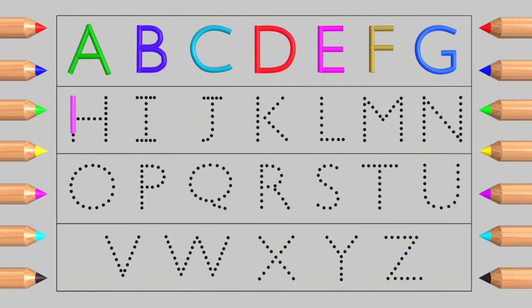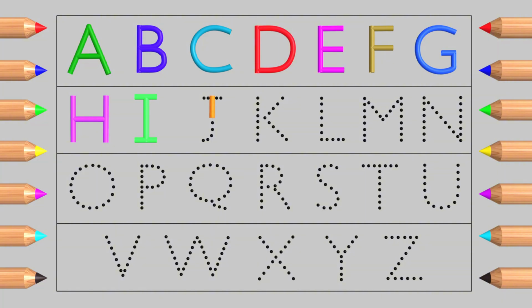H. This is uppercase H. Two straight lines down, connected by a line in the middle. I. This is uppercase I. One straight line down with a line on top and bottom.